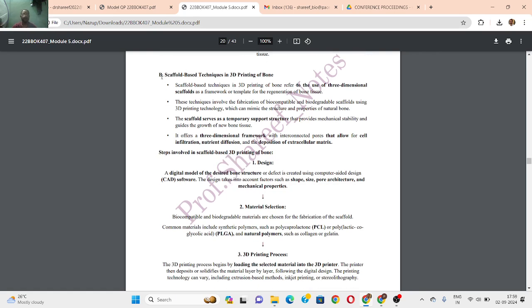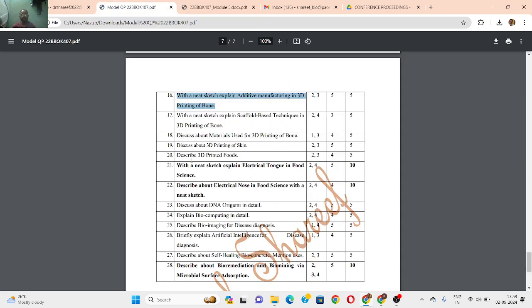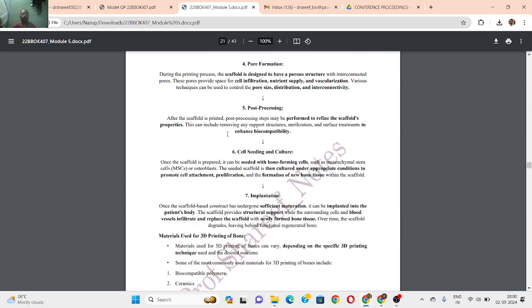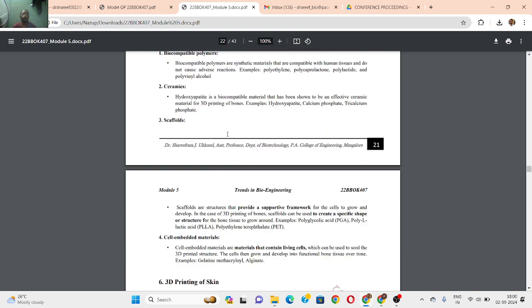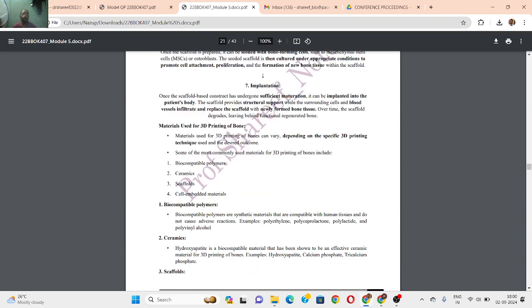Next, 5 marks question, we are having scaffold-based techniques. So total 10 marks, or 5 marks each. Next, discuss the materials used for the 3D printing of bones. So here are the materials which are used for the 3D printing of bone.